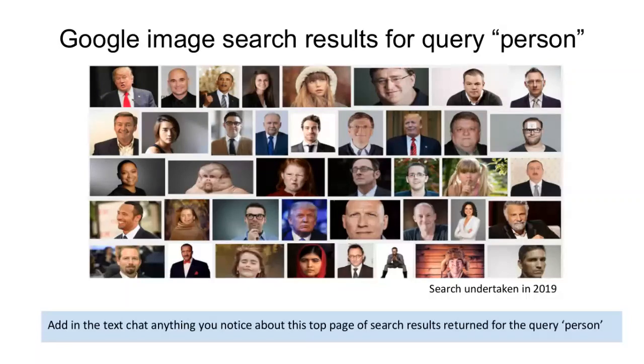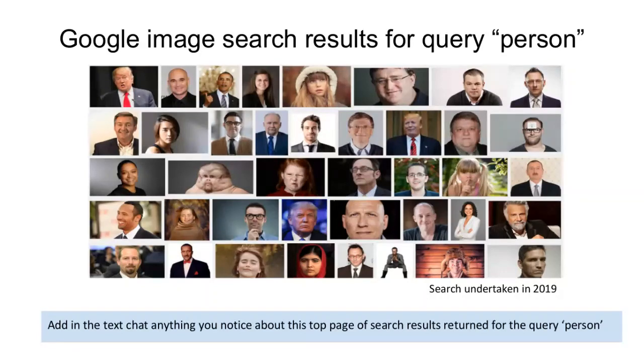So as a quick starter, this is the search results for a query for the term person, done back in 2019. I'm just going to give you a few seconds to mention anything that you notice about this top page of search results returned for that query. Some famous people, yep. Male, white, yeah, male again. Too much Trump, there's definitely too much Trump.